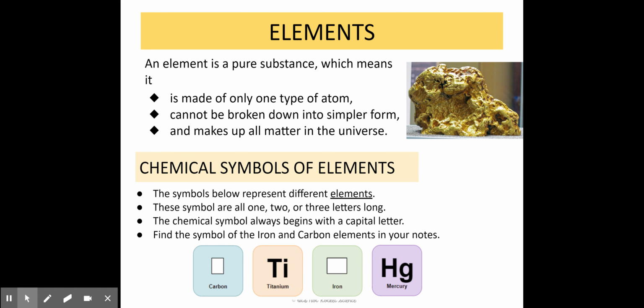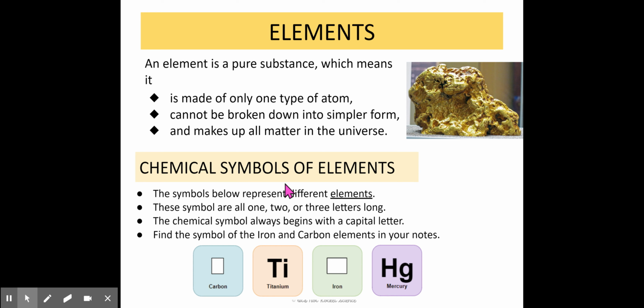So let's learn more about elements. An element is a pure substance, which means it's made of only one type of atom. It cannot be broken down into a simpler form, and it makes up all matter in the universe. So this is a picture of gold. When you break this down all the way to the atom size, you'll still see the gold's properties in that little piece too. So this gold is all made of the same type of atoms, the same type of gold atoms.